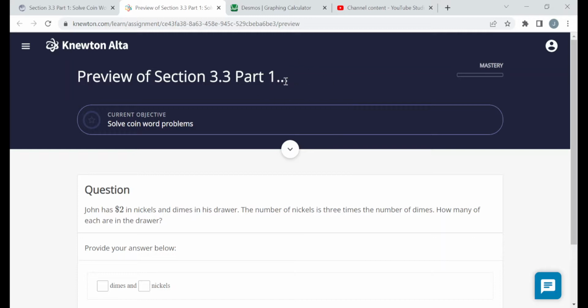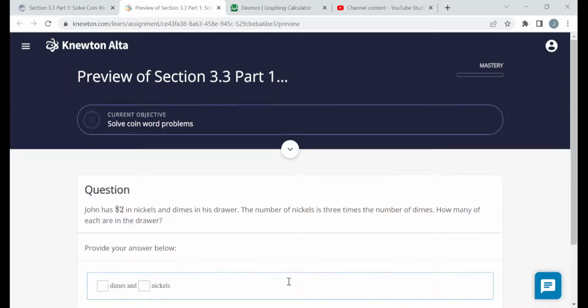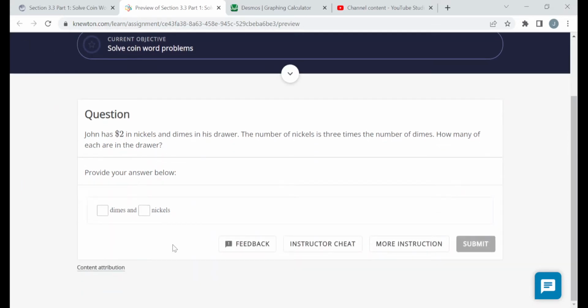Alright, so on the assignment page you should be seeing the title, the mastery bar telling you how far along you've gotten, the objectives. It looks like there's only the one objective here, solve coin word problems. Under the objective you have a question related to that objective, and at the bottom of every question you should be seeing a feedback button where you can send feedback to Knewton if you wish. You will not have this instructor cheat button, right? This is for instructors only.